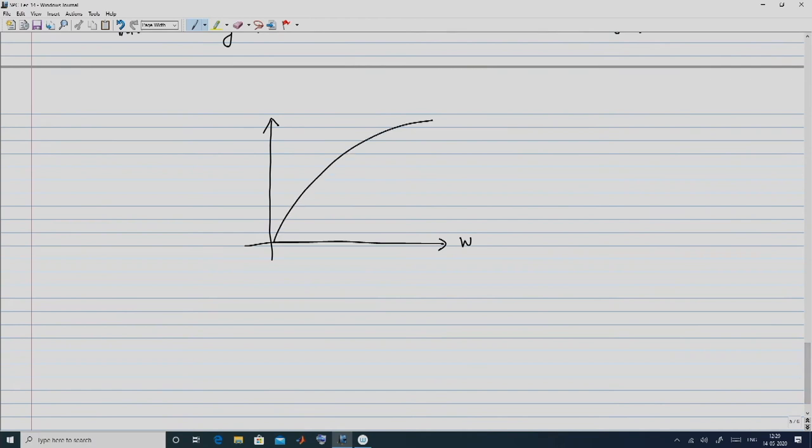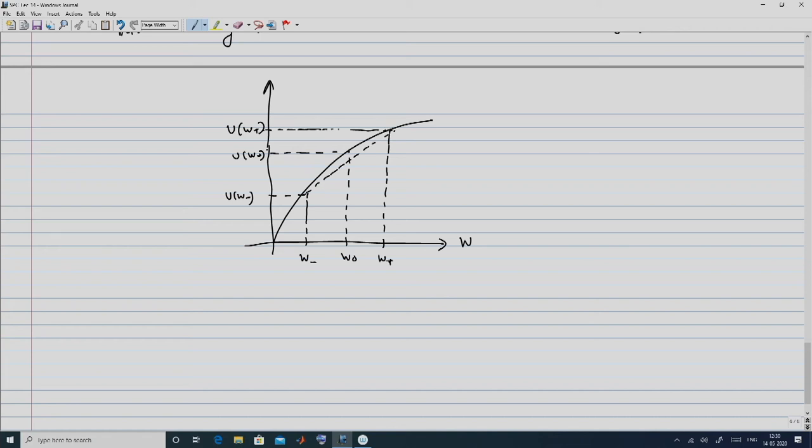So in this case, let us look at the graph again. So here we had W minus, W naught, W plus. Here again, this is going to be U of W minus, U of W naught, and here you will have U of W plus. Okay, and then you join these two lines, and from this point I will calculate the expected utility of W.